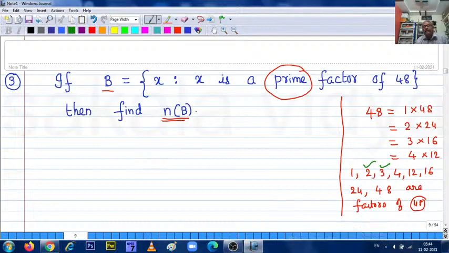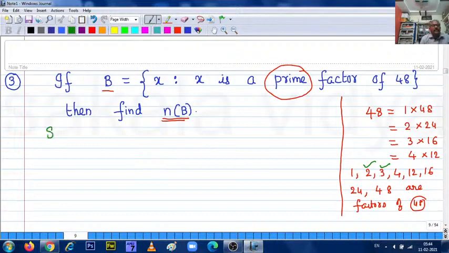The prime factors are 2 and 3. So 2, 3 only are the prime factors of this one, because 4 is not a prime, 6 is not a prime, and 12, 16, 24, 48 are composite factors. 4 is a composite number, 12 composite, 16 composite, 24 composite, 48 composite. One is neither composite nor prime. Only 2, 3. Just list out 2, 3 here.